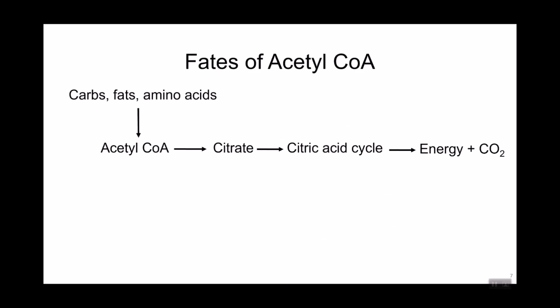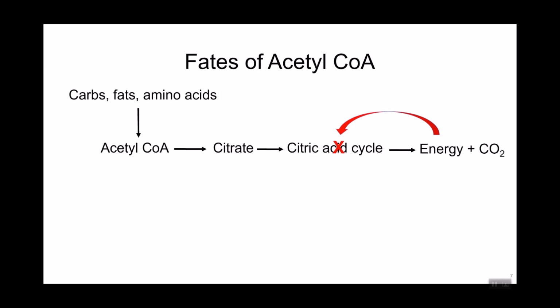So the default pathway in metabolism really is to make energy. Acetyl-CoA from carbs, fats, or amino acids will be converted to citrate in the citric acid cycle and eventually produce energy and the waste product, carbon dioxide. Now, what happens if we have enough energy?